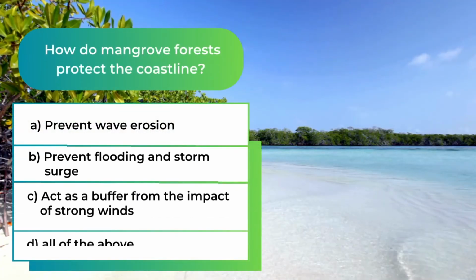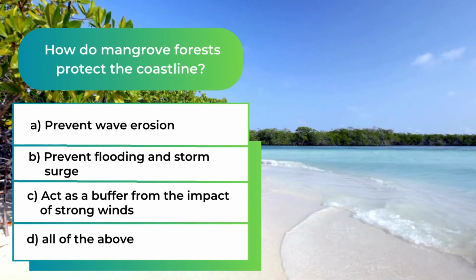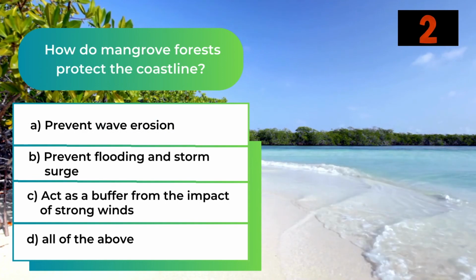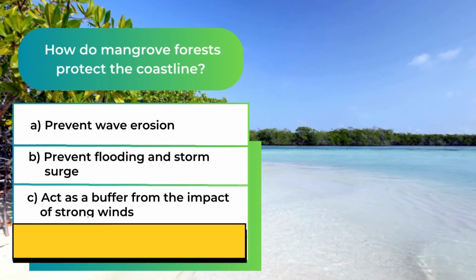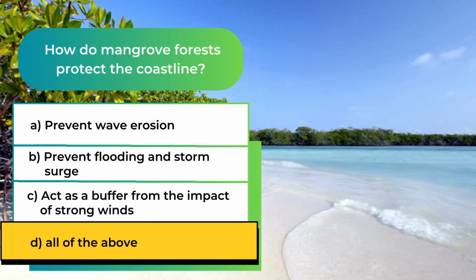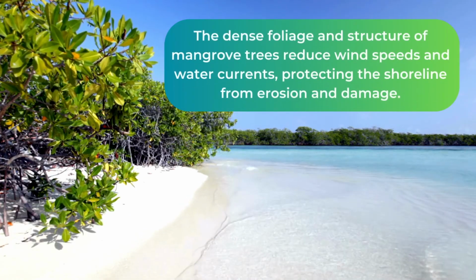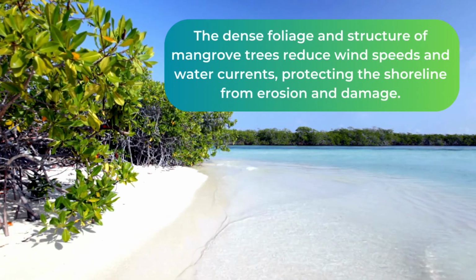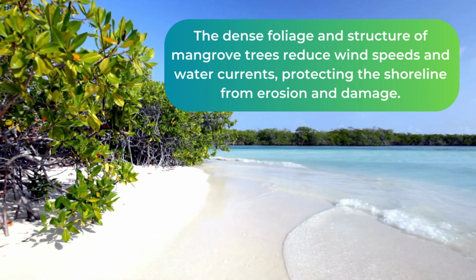How do mangrove forests protect the coastline? The answer is D, all of the above. The dense foliage and structure of mangrove trees reduce wind speeds and water currents, protecting the shoreline from erosion and damage.